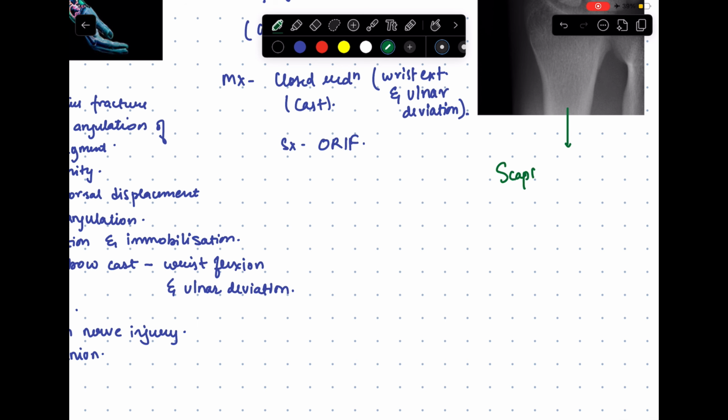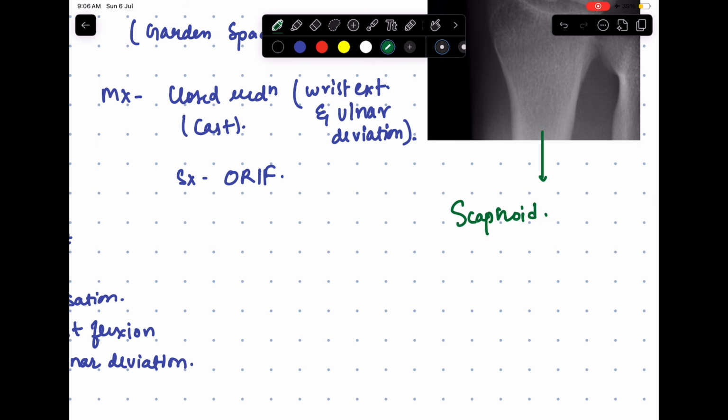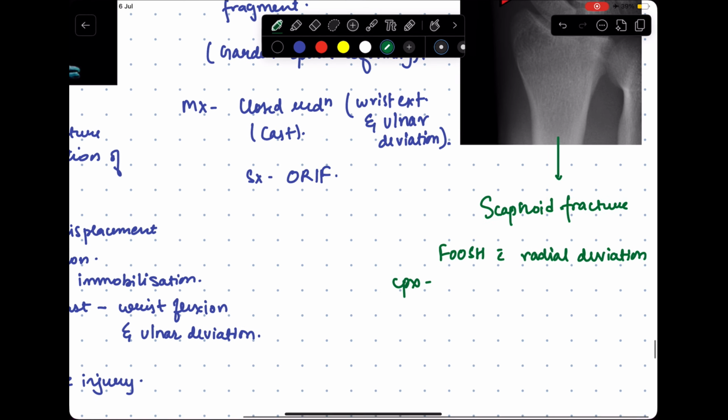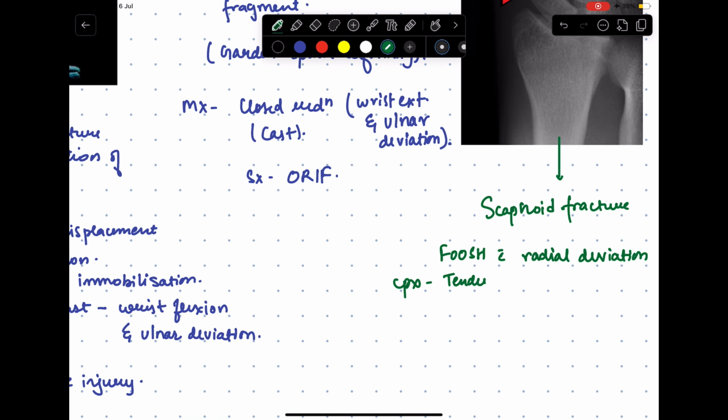Now coming to the scaphoid fracture. So there is a specific site where scaphoid fracture is happening. It is also known as the anatomical snuff box. And the mechanism of injury is similar to that of Colles and Smith. It is FOOSH, and there would be a radial deviation. For the clinical presentation, the patient will experience tenderness at the anatomical snuff box and there would be pain on wrist extension. So these are the clinical presentations.